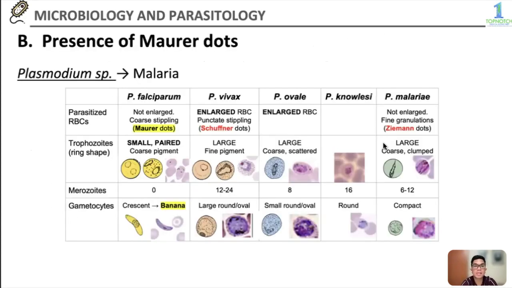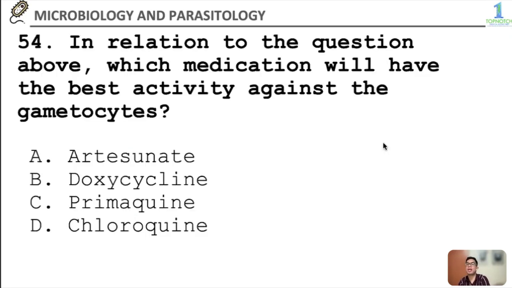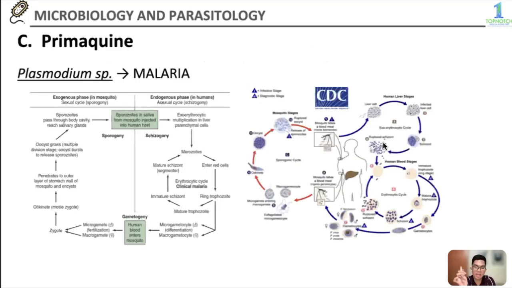Sige. So, aralin nyo lang yung table na to. Screenshot if you want. And it's also in your handout as well. Okay? Sige. So, which medication is gametocidal? It's your Primaquine. Okay? So, again, this is just your life cycle of your malaria.